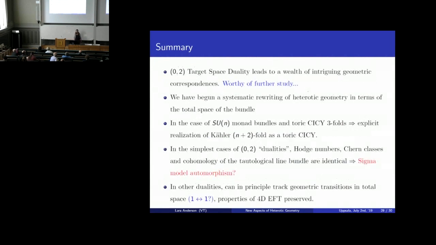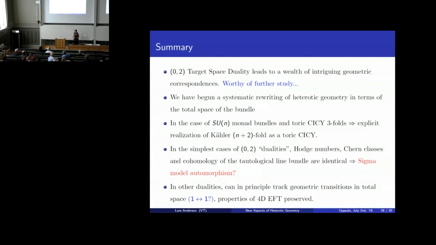Okay, so where have I gotten to? Where do I want to go? What I've tried to argue for you so far is that 0-2 target space duality seems to work surprisingly well for something that isn't yet a string duality. So there's an interesting hint that there's a lot of structure in 0-2 theories and heterotic compactifications that should be better understood. This seems to lead to a wealth of intriguing geometric correspondences, both in the structure of the vacuum space, and it would be useful to understand this both from a string sigma model point of view as well as geometrically, why this sort of thing is happening.